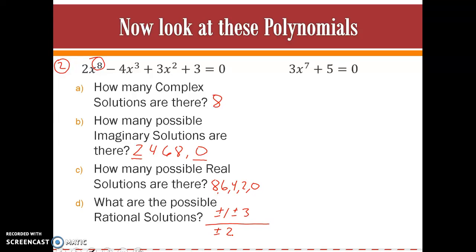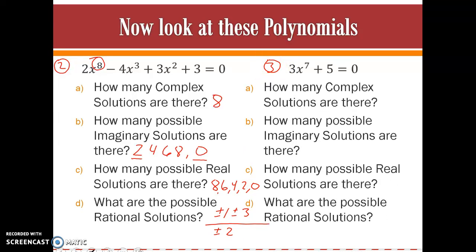The same thing with number 3 over here. We're going to answer similar questions. How many complex solutions are there? Well, it's a 7th degree polynomial, so there are 7 complex solutions. How many of those complex solutions are imaginary? Well, it's either going to be 2, 4, or 6, because they come in pairs. How many of those possible are real solutions? Well, I guess it could be 0 also, I always forget that one. If none of them are imaginary, that means all 7 would be real. If 2 of them are imaginary, it could be 5 real ones, or 3 real ones, or 1 real solution.